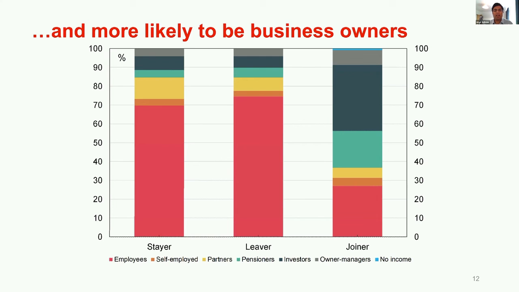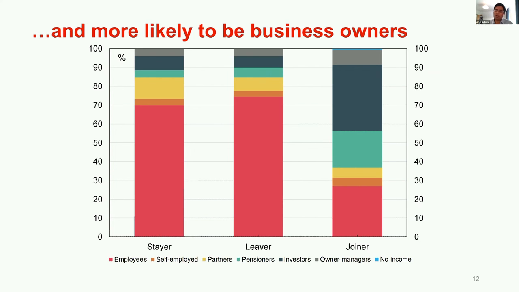And finally, these individuals are much more likely to be business owners. So I kind of highlighted this already a bit. But what you can see is that, compared to stayers and leavers, the joiners are much less likely to be employees. They're much less likely to be reliant mainly on labour income. So employees here we define as people whose main source of income is employment income. Similarly, self-employed are those whose main source of income is self-employment. And again, those groups are relatively small. Pensioners are a much larger group here.